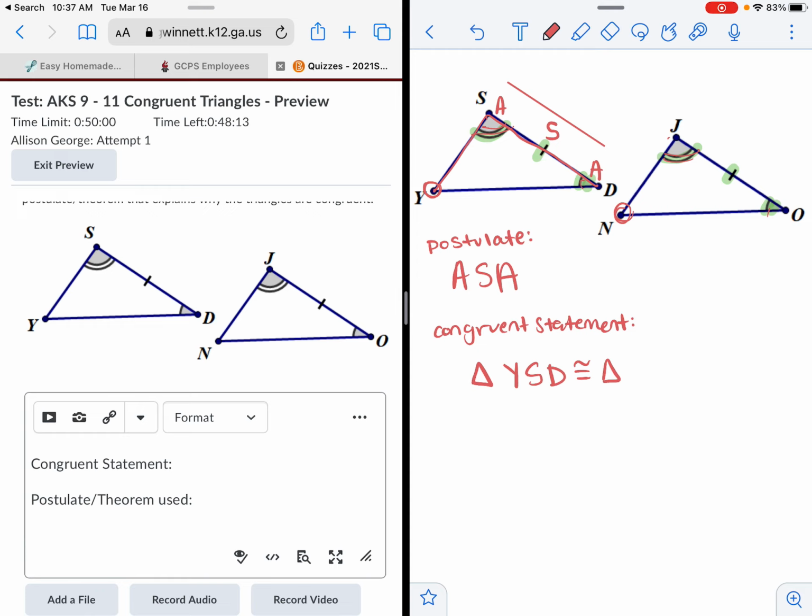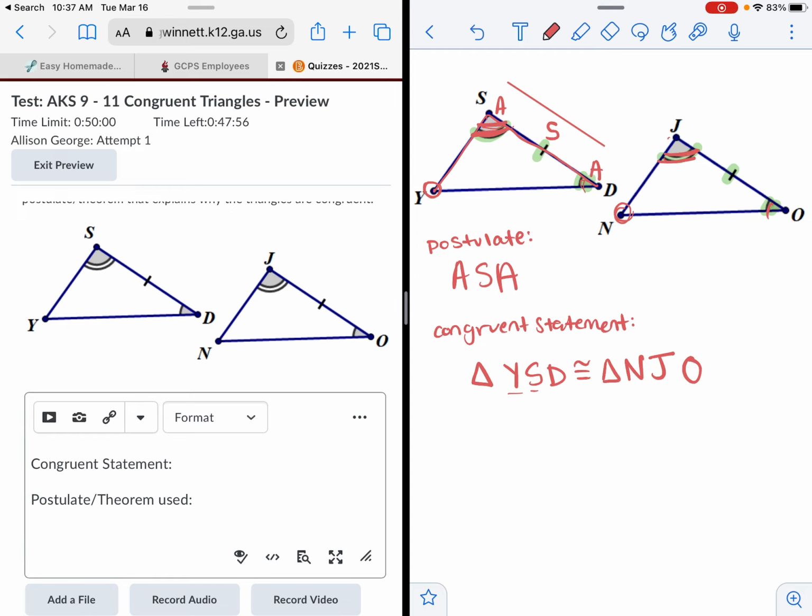So since I started with Y, I have to start with N. Then I went to S, which is here. S was corresponding with J, so I have to go to J next. And then we ended with D, so I must end with the letter O. And there's the congruent statement for this one.